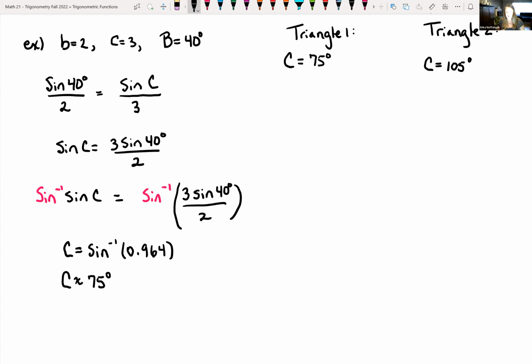So now we have angle B and we have angle C. We can find angle A in both cases, triangle 1 and triangle 2, by looking at 180 degrees minus the sum of the angles we know. So 75 degrees plus 40 degrees. So I have 180 degrees minus 125 degrees.